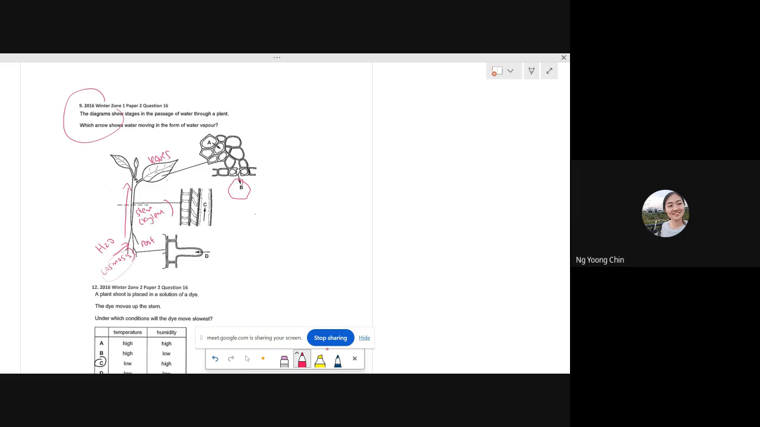So this process, how the water is able to travel up, is by the pulling force. Okay, the pulling force is caused by adhesion and cohesion, right? Which is on the stem part. Adhesion and cohesion.